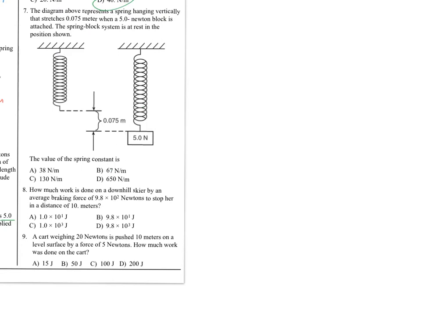Okay, 7 is another diagram, but this time they gave us the x. They gave us the weight, which is the spring force, and we gotta solve for K again. What's our equation? Fs is equal to Kx. Plug it in. K is approximately 67 newtons per meter. Choice B.